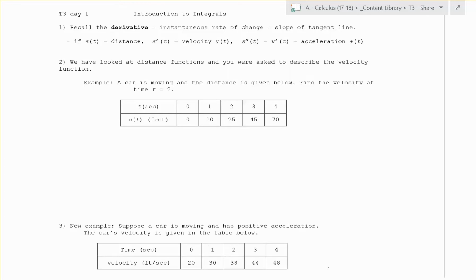So let's talk about this chart, which gives us time and the position of an object. Recall that the derivative is the instantaneous rate of change, which is also the slope of the tangent line. In terms of notation, s of t is distance, s prime of t is velocity, also called v of t, and s double prime is v prime, which is acceleration. Basically, the derivative of position is velocity, and the derivative of velocity is acceleration.